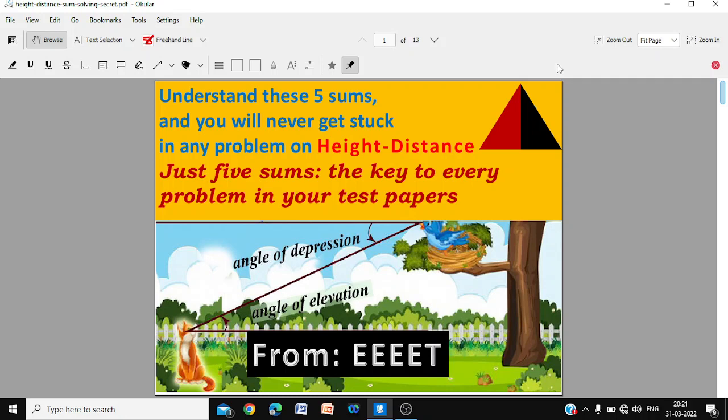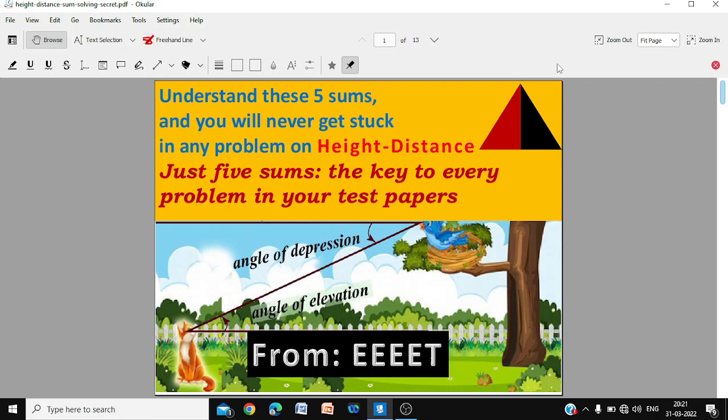Here we are coming with one more video on height and distance. We will give you just 5 typical problems, and once you understand these 5 problems, you will be able to crack any question on height and distance. Just 5 simple questions. And if you understand the concept behind these 5 questions, then you can solve any question on height and distance of class 9 or 10 level.